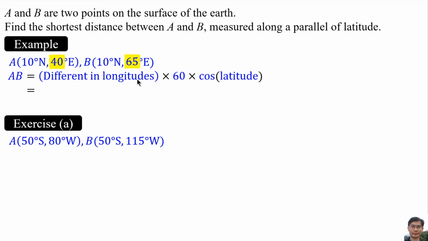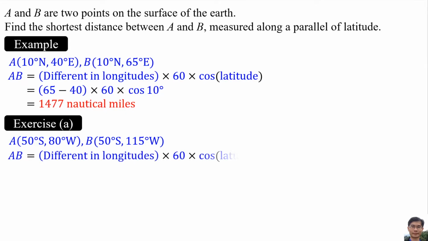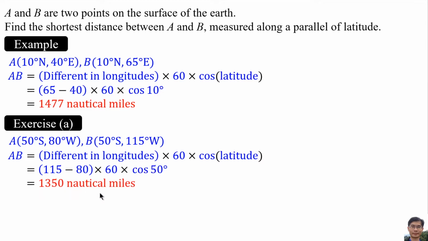So the difference in longitude is 5 minus 40. When same direction, we minus. And then times 60 times cos 10 degrees, and we get 1477 nautical miles. Exercise A, use the same formula, difference in longitude. Both are west, so same direction. Big angle minus small angle. Then times 60 times cos the latitude 50. So we get 1350 nautical miles.